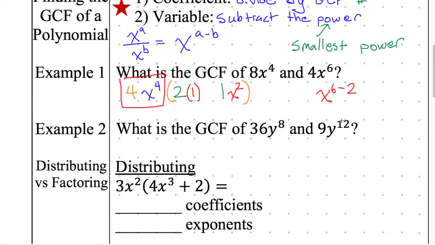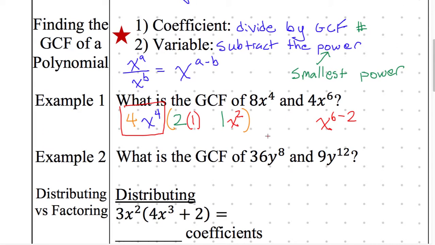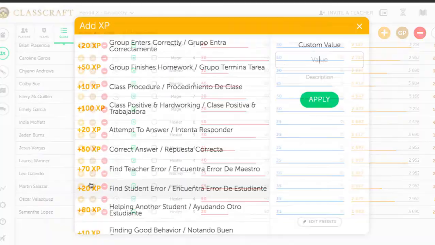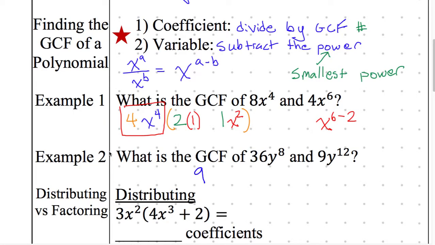Someone find me the coefficient, and then I'll need a second volunteer to find me the variable. There's 2 parts for finding the greatest common factor. The coefficient, step 1. The variable, step 2. Martine, you got the coefficient? 9. It is 9, yeah. Thank you, Martine. All right, Martine told us the greatest common factor of the coefficient was 9.